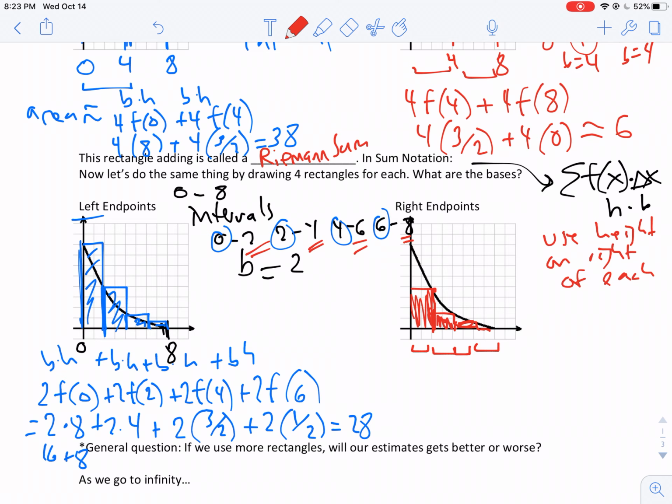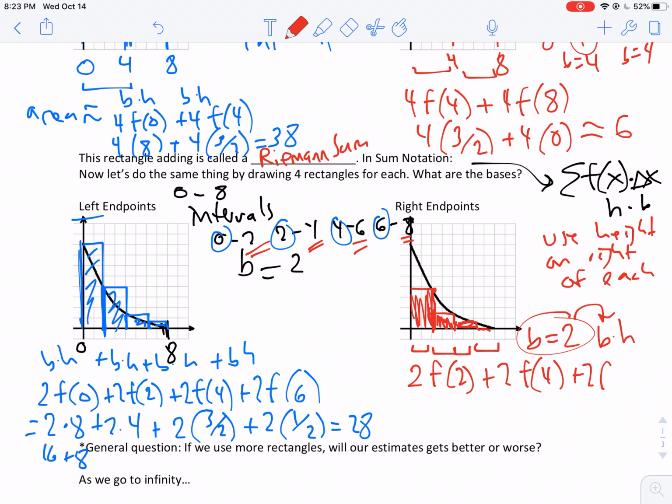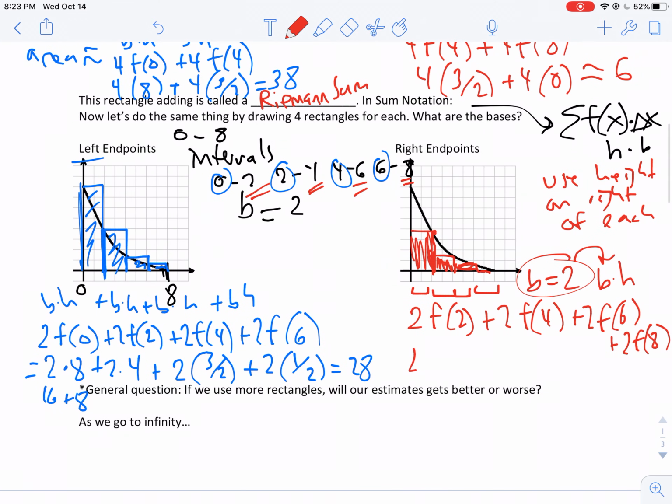Okay, so let's see. These each have a base of 2. I like to write that down, what the base is for each of these, because when I do the base times height, it helps me realize, oh, all the bases are just 2. So this is just 2 times f of 2, and then 2 times f of 4, and then 2 times f of 6, and then, I ran out of room, but it's 0 anyway, 2 times f of 8. So that just becomes 2 times 4 plus 2 times 3/2 plus 2 times 1/2. So if you work that out, that gives you a value of 12.